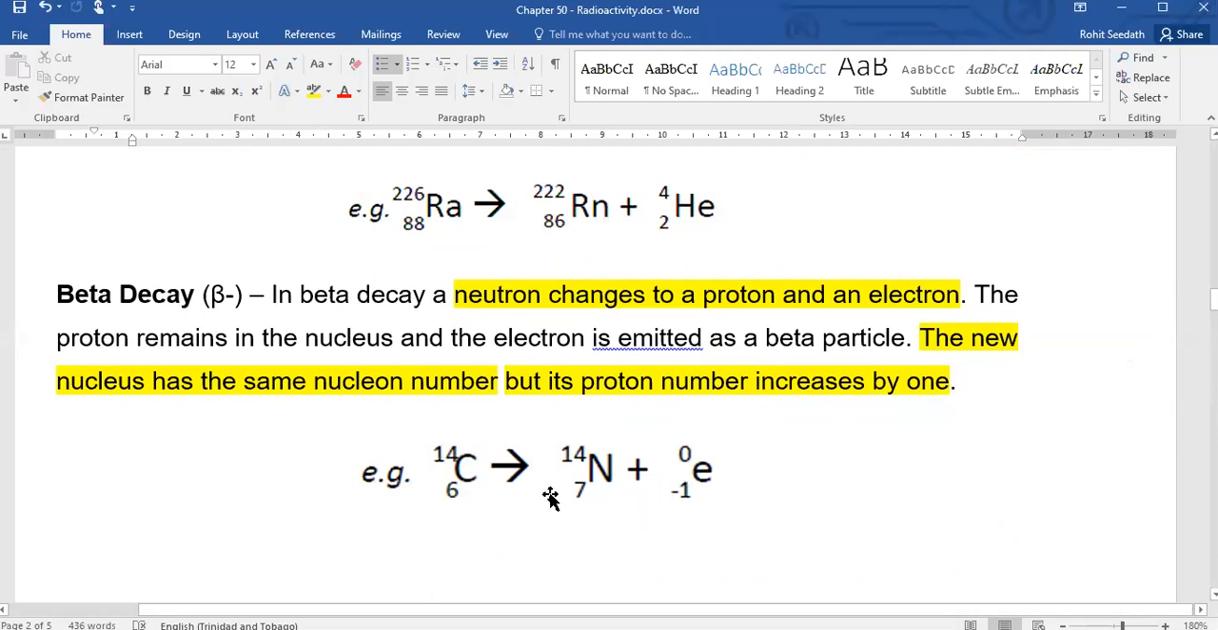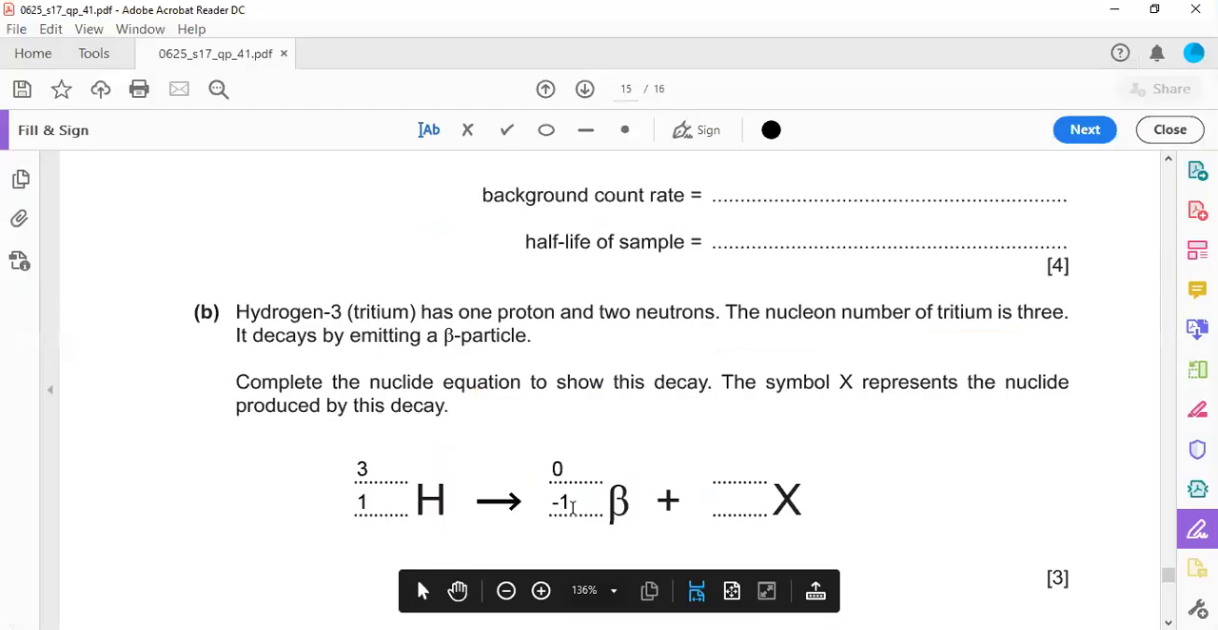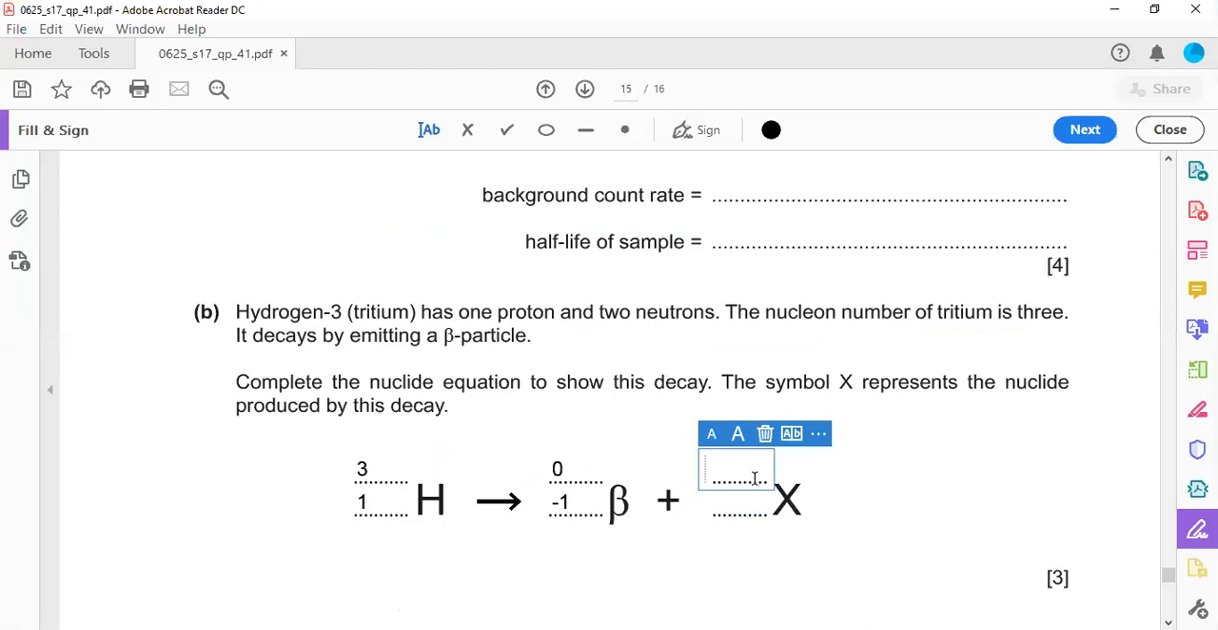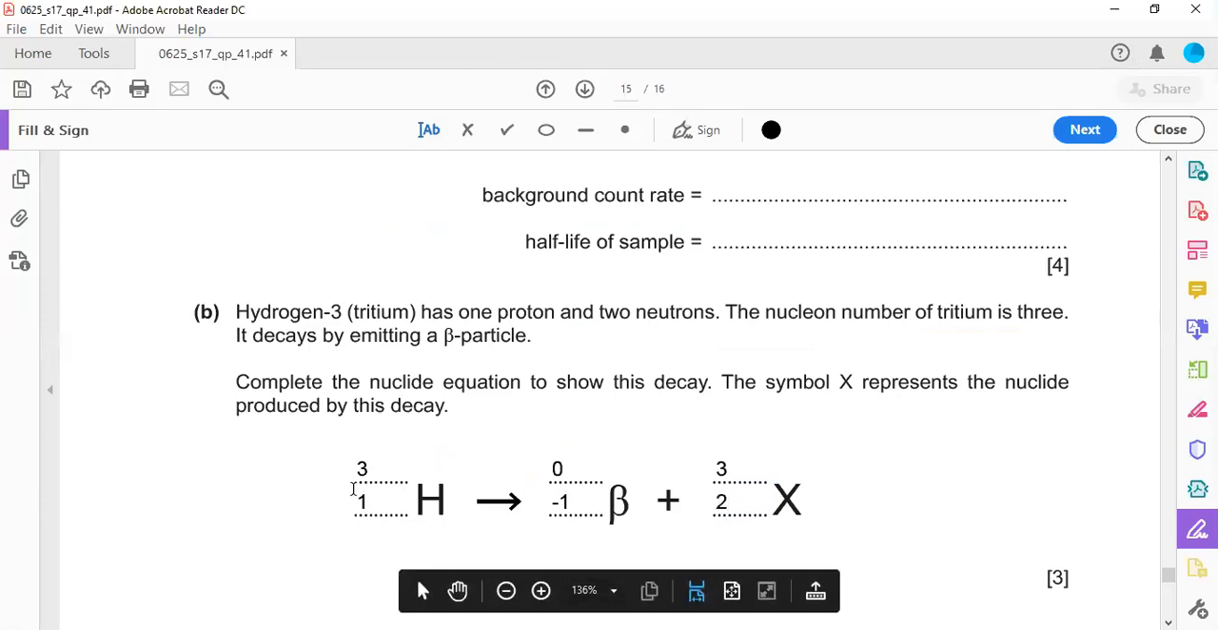So whatever you're going to do, this number must be bigger in order to give you the result. If beta is 0 minus 1, how much do you think the top number here is going to be? What plus 0 is going to give you 3? It's going to be 3. So x is going to be 3. And your bottom number for x: what minus 1 is going to give you 1? You're going to get 2. So 2 minus 1 is going to give you 1 here.